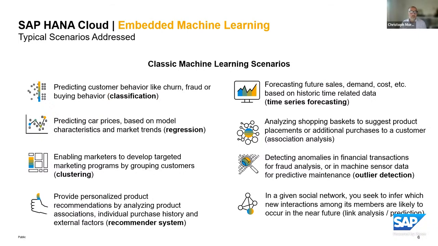What scenarios do we talk about if we speak about HANA machine learning? We refer to the classic machine learning scenarios: classification, regression, and time series forecasting as the most trending one. In classification, we want to predict a classifier, so a category value, like whether somebody is likely to churn or behave fraudulently. In regression, we want to predict a continuous value, like the market price of a car or something like that, a cost figure, a sales figure, whatsoever.